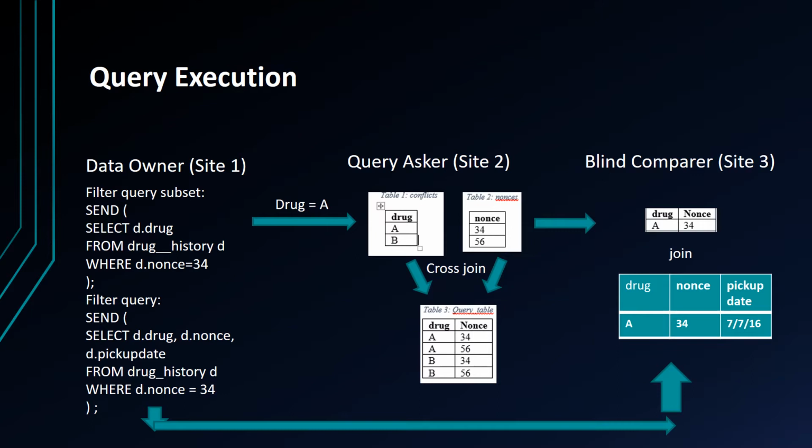Okay, so now suppose the data owner returns drug A to the query asker. So now the query asker, or the pharmacist, has two things. One is a query table, that is a cross join of the local tables conflicts and nonces, and he sees that for patient ID 34 he is only vulnerable to drug A and not B. So now he only sends the first row of the table instead of sending the whole table. In this way we avoided a part of the transmission cost.